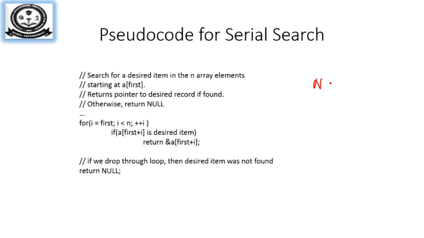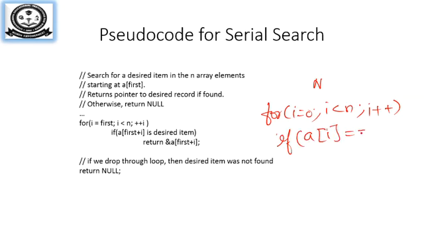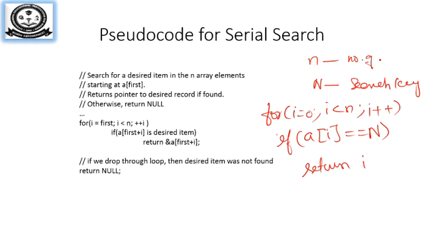If you have n elements, then you will have a for loop for i equal to 0, i less than n, i plus plus, and if A of i is equal to the target element, we just return the position. Else, after coming out of the loop, you tell that the search element is not found. Here capital N is the search key and small n is the number of elements. Okay, so keep that in mind. It's a very simple technique.